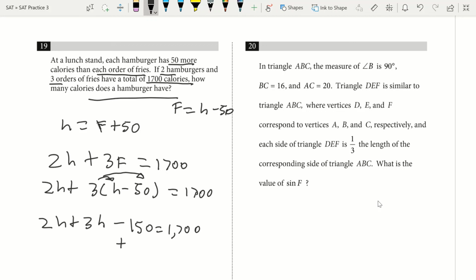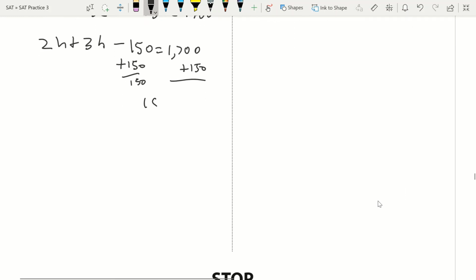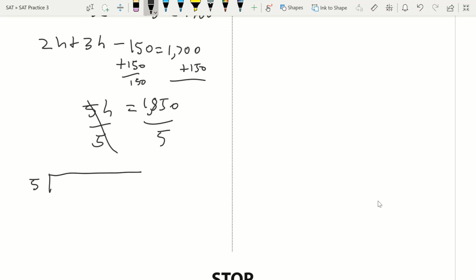We go ahead and add 150 to each side, and we get 1,850, and that will equal 2h plus 3h, which is 5h. We divide both sides by 5. Right, we get h equals 1,850 over 5. 5 goes out of our box. We have 1,850 in our box.